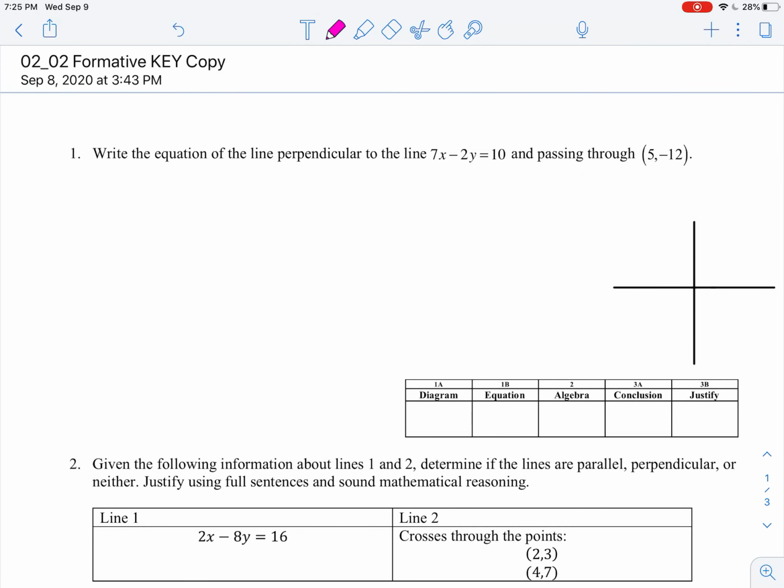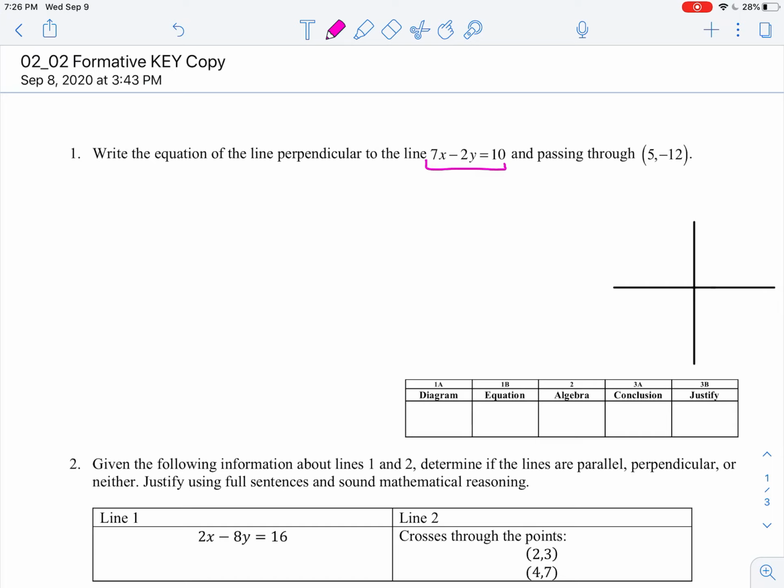Okay, so we had a little bit of trouble on our formative, so I wanted to make a quick video going over the two problems. The first question asks us to find the equation of a line that would be perpendicular to this line and through that specific point.